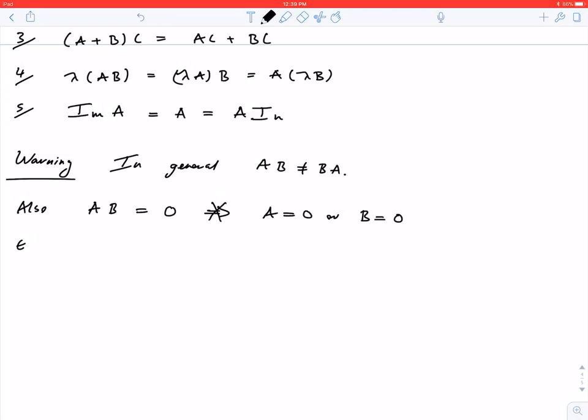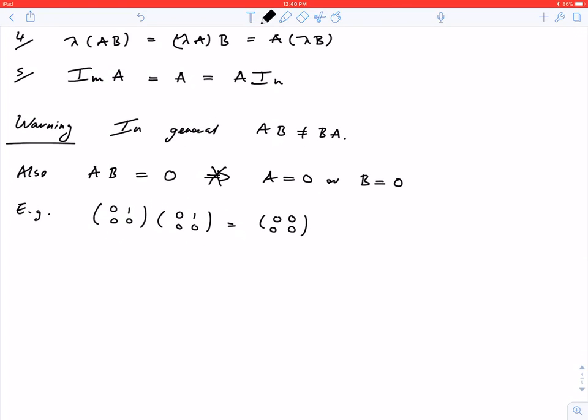Just as a quick example, e.g., the matrix 0, 1, 0, 0, 0, 1, 0, 0. The product of that with itself is the 0. So this is something where you have something which looks very similar to the usual operation of multiplication, but in some ways it's totally different.